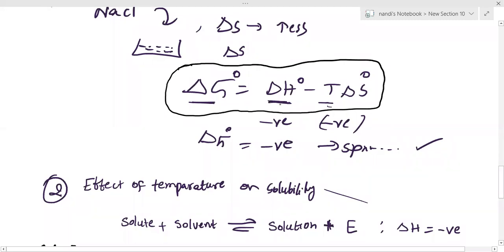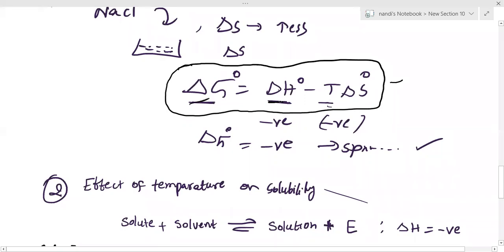For example, delta H is negative, and then temperature increases. What happens, forward or backward reaction? You can find out everything here only. Suppose entropy is positive, then when temperature increases, the reaction goes in the forward direction. If entropy is negative, then when temperature increases, it goes backward. That is decided by the delta G value in every case.